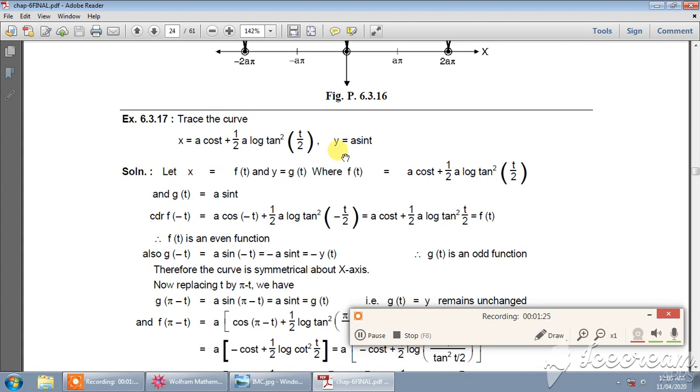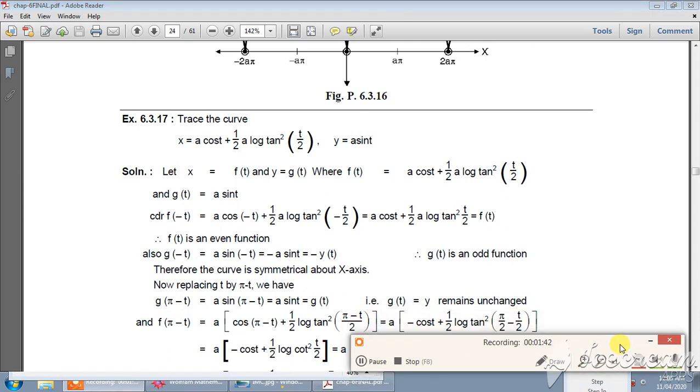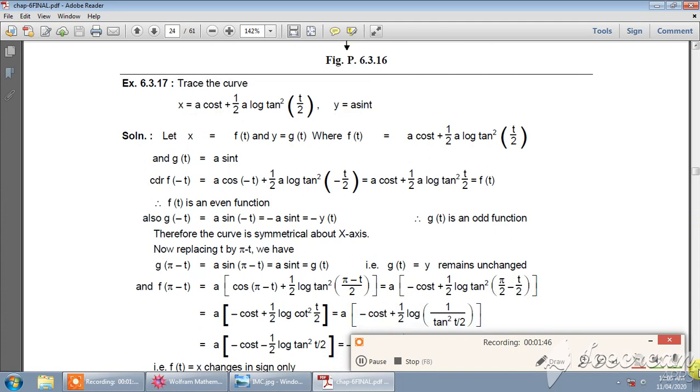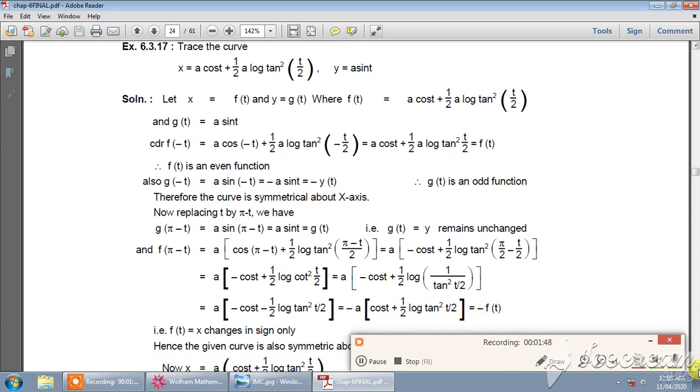Okay, for checking symmetry about y axis you are supposed to go for the second point. Put x equal to pi minus t, and you will find that y has the same value whereas x has equal and opposite value. That's why this curve is symmetrical about y axis also. So here we have both symmetries.